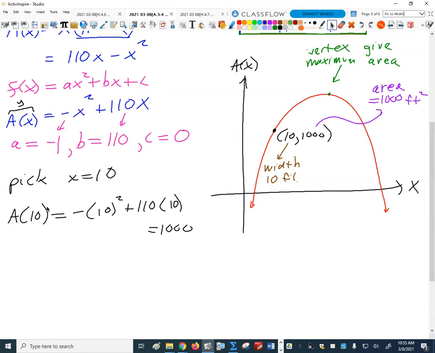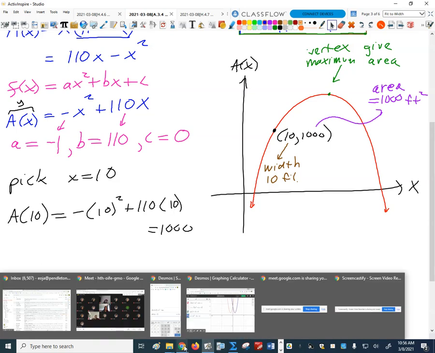Where we left off is we just tried an example. What if I plug 10 in for x into my function? If I let x equal 10 and plug that into my function a of x, look what I get. Negative 10 squared is negative 100, plus 110 times 10. Plugging 10 in for x gives me 1,000. And I could even use Desmos to calculate a whole bunch of values here if I want to.